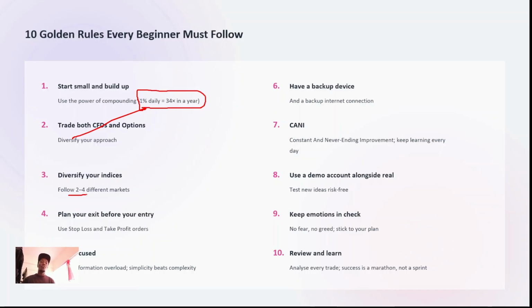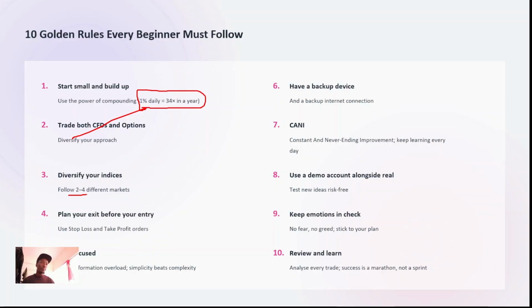Rule number 5, always stay focused. Avoid information overload. As always, simplicity beats complexity. You should always keep your charts as clean as possible. I would recommend you use maybe 1 to 2 indicators. The rest, just leave them, as that will be overcomplicating your work. So keep it simple, no information overload.